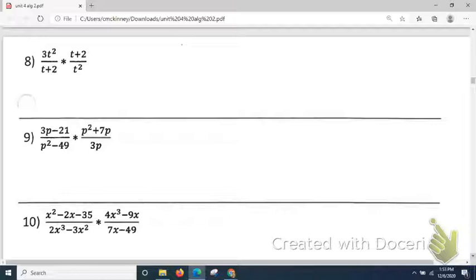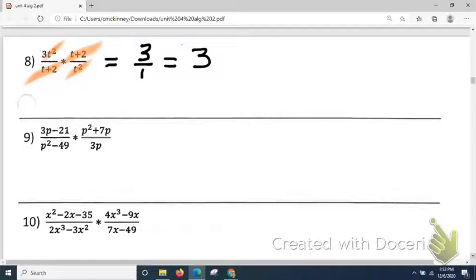In number 8, nothing needs to be factored, but the t plus 2 and that t plus 2, they can cancel out. And this t squared and that t squared, they can cancel out. And I just end up with a 3 on the top, basically 3 divided by 1, which is just 3. So there's no variable in the answer.